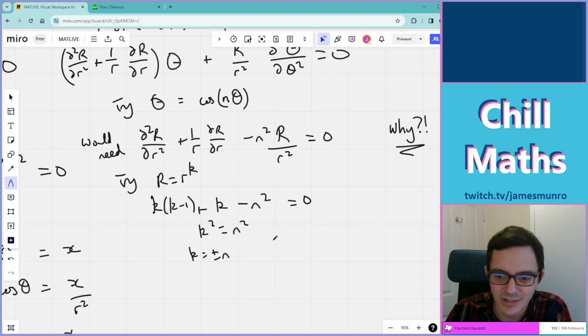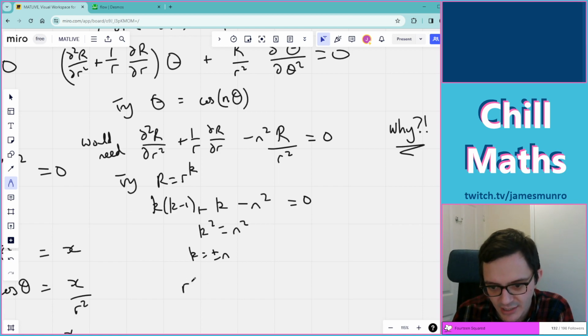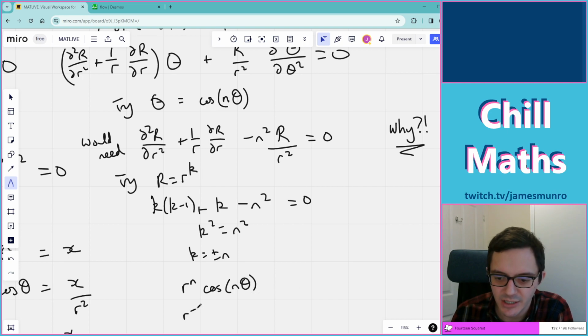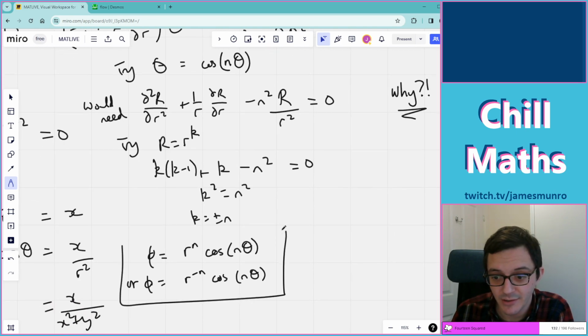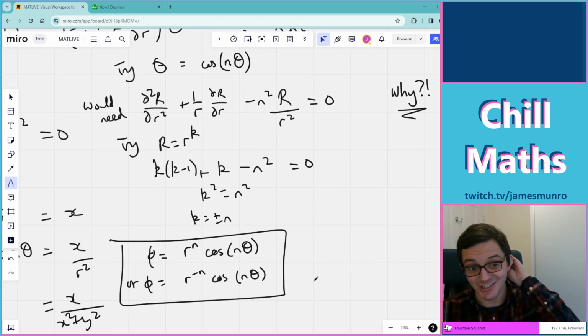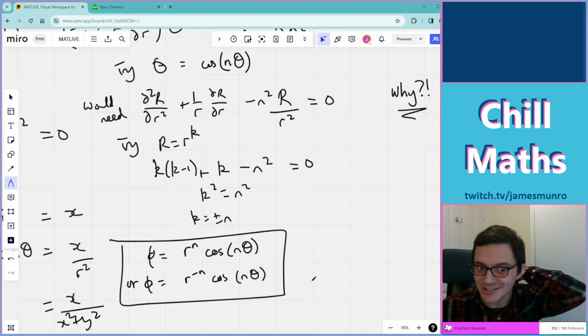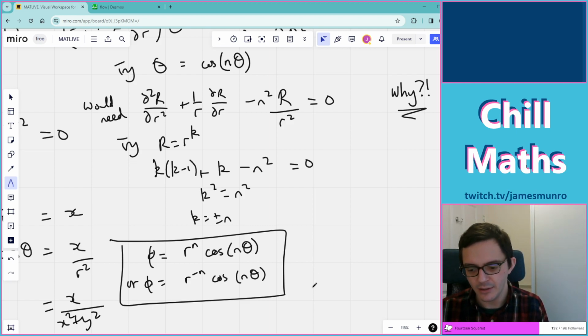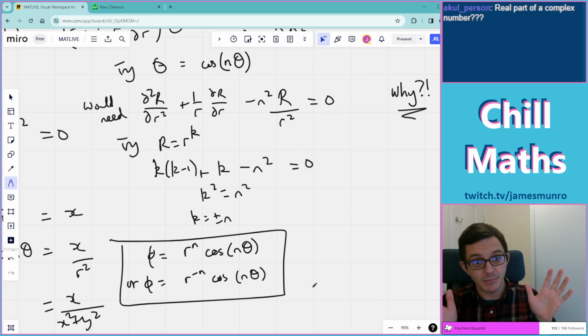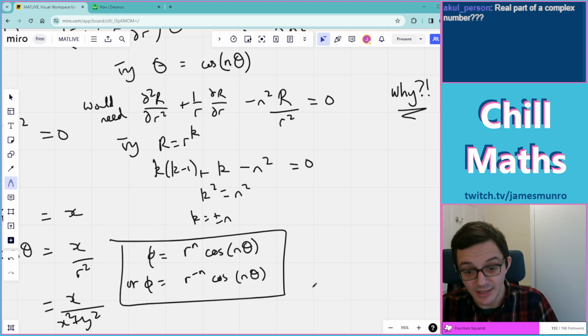So you discover these lovely solutions, which look like r to the n cos n theta and r to the minus n cos n theta. And these are pretty good. This includes all the things we've looked at so far. If you want other solutions, I've got to show you some more of these for different values of n. And the higher the value of n, the more beautiful these are going to be, because they're going to depend on theta a lot.